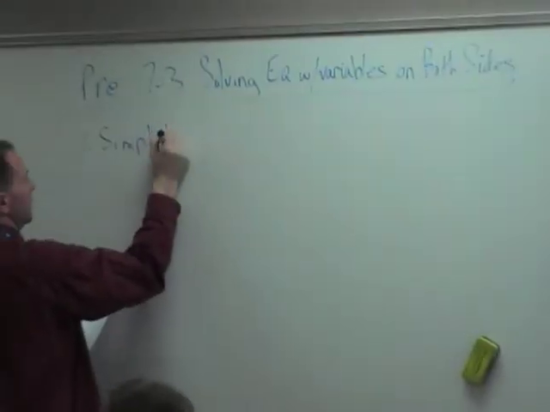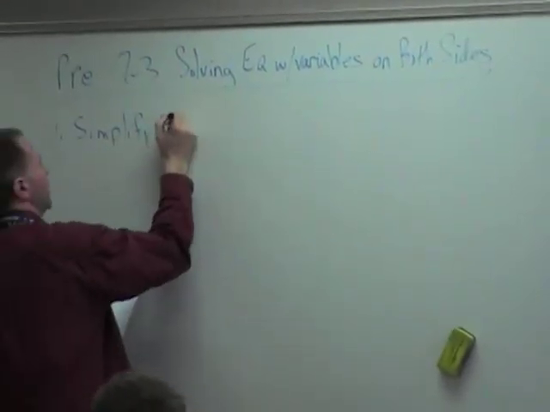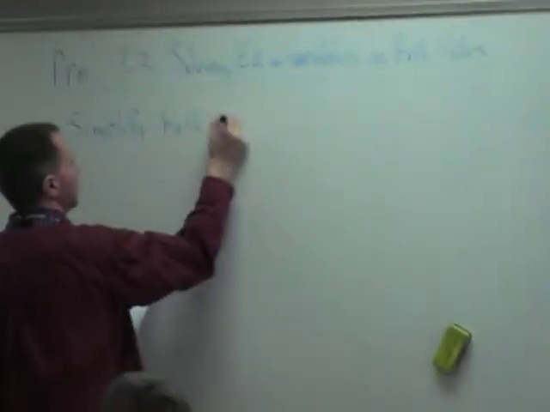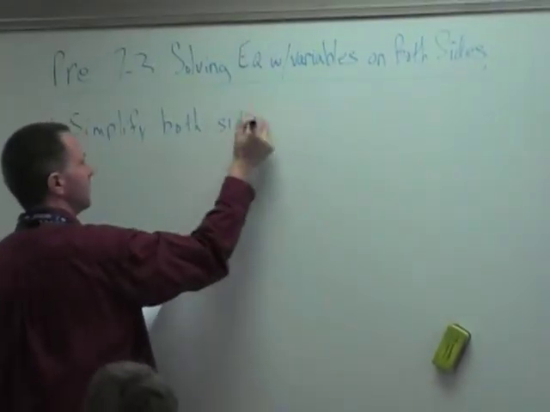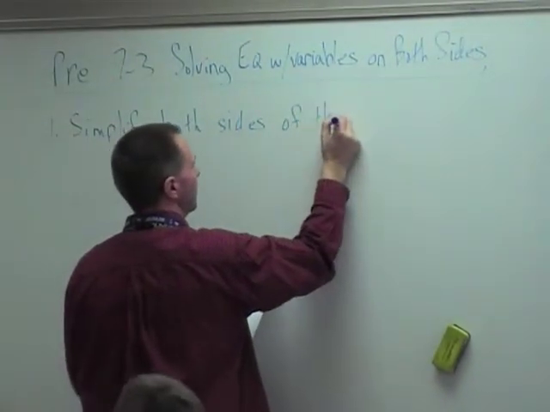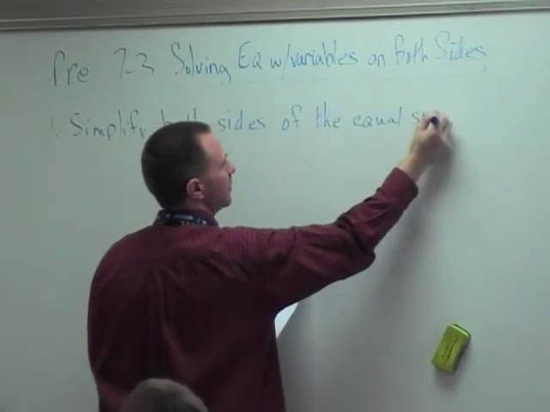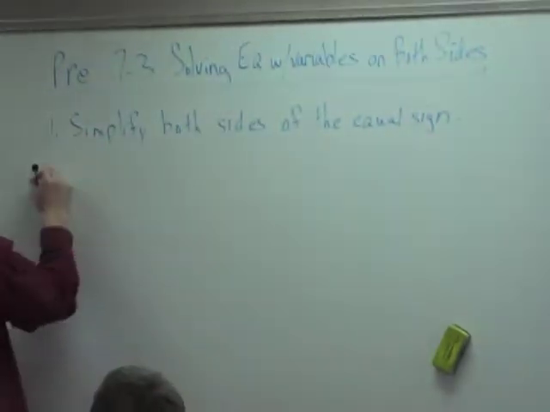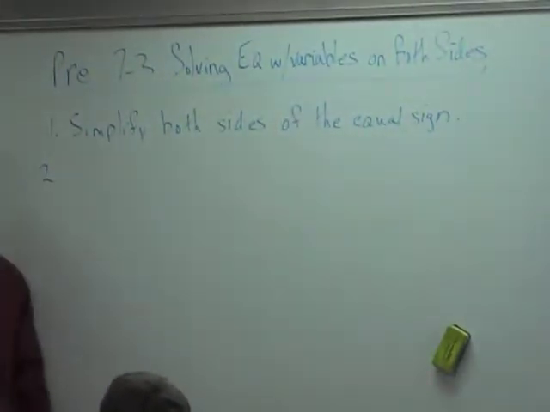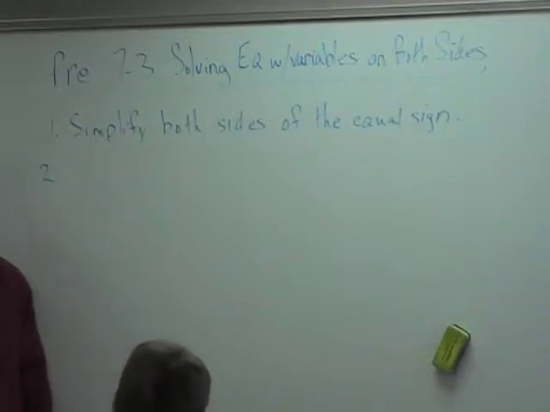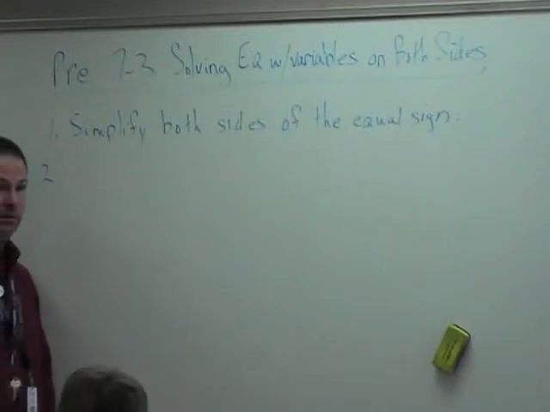Number one, simplify both sides of the equal sign separately. So you do the left side, simplify, do the right side, simplify. Before you do anything else, that's what you do, if it needs it.